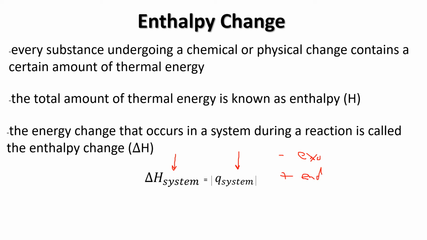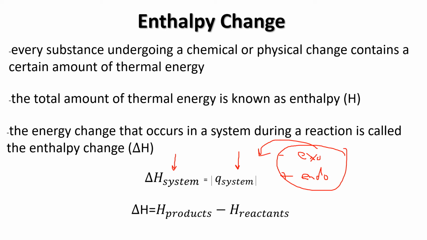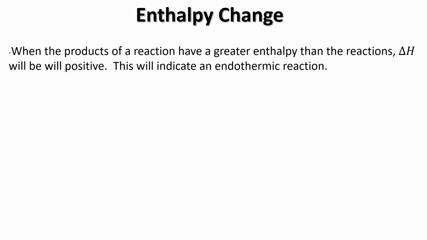Let us guide that. If you can remember this little thing here, then all this other stuff will just kind of fall into place. So what we're going to be doing here is taking the enthalpy of our products and subtracting off the value of our reactants. So when the products of a reaction have a greater enthalpy than the reactants, delta H will be positive. And this is endothermic. Okay, this is what I was just talking about here.